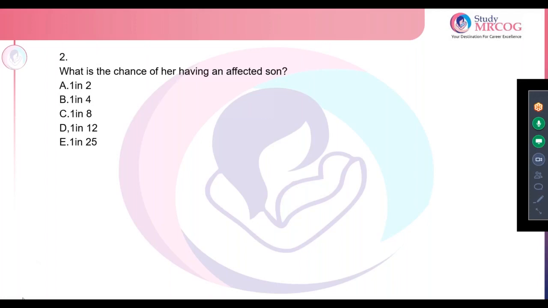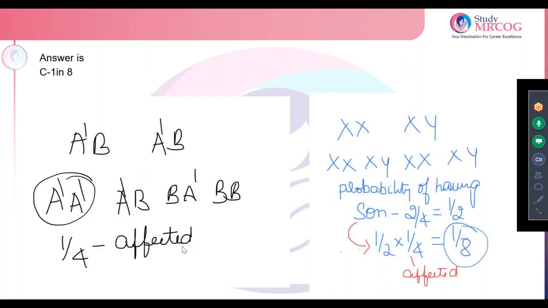So it means the cumulative probability, which we calculated: 1/4 of children can be affected, and the probability of having a son is 2 by 4, that is half. So 1 by 8 of the children would be affected. Okay, hope I am clear with that.